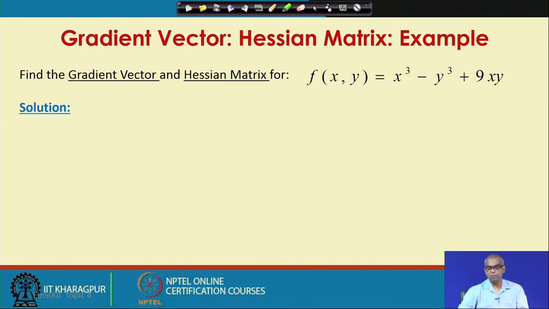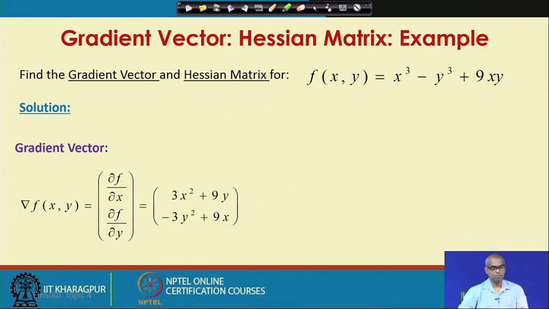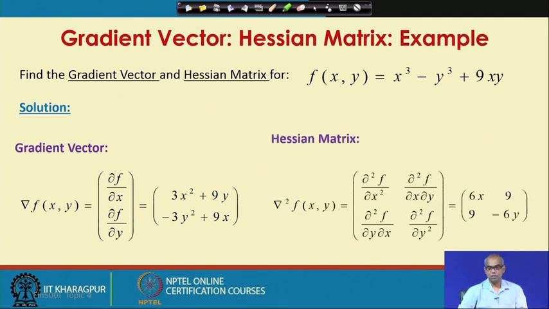Let us take another example, f equal to x cube minus y cube plus 9xy. Again, a two variable function, the gradient vector has components del f del x, del f del y, which are 3x square plus 9y and minus 3y square plus 9x. We can also find the Hessian matrix. So, find all 4 second partial derivatives, and they can be found as 6x, 9, 9, minus 6y.